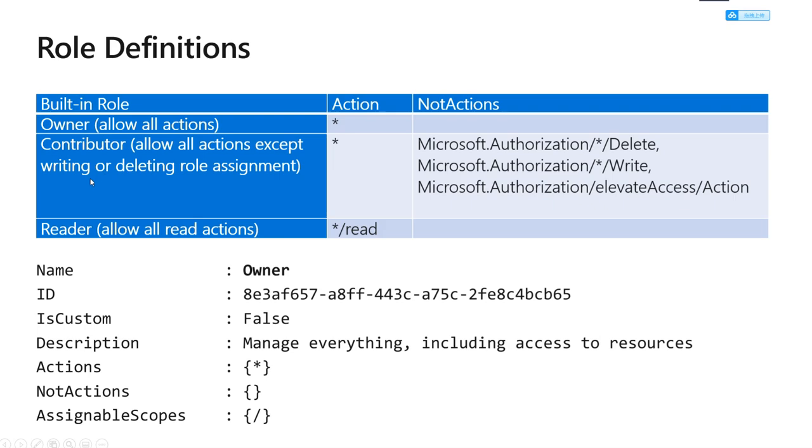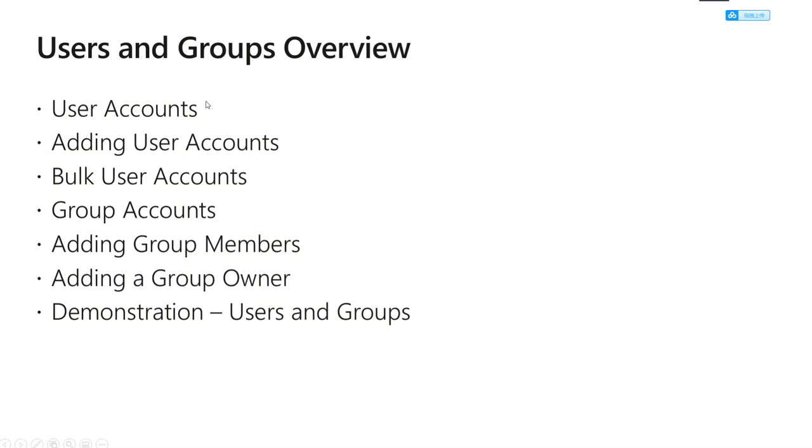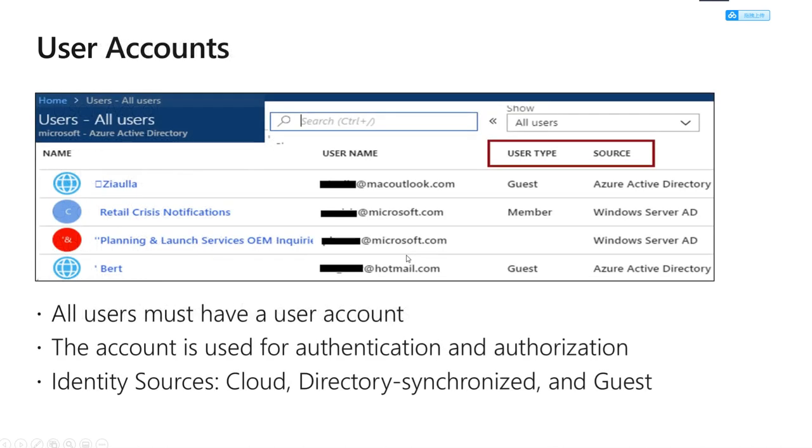Okay, so now we go to users and groups, for lesson 3. Here we talk about all of this, and we'll do a demonstration for users and groups. This is fairly easy, right? So, user accounts, we introduced this. You have guest, you have member. You have source, whether they're from the cloud, directory synchronization, guest, and actually there are much more. I think there are five in total. Just remember there are five in total.